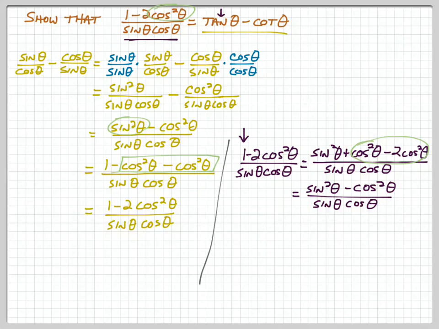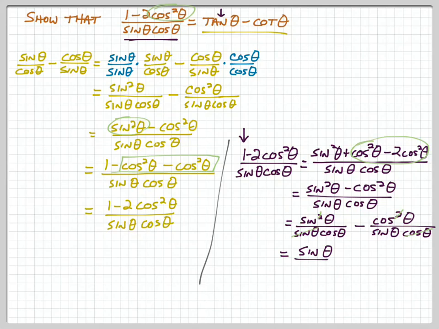Okay, so now we've got two separate terms in the numerator with a common denominator. We're going to split this fraction. We're going to have sine squared theta over sine theta cosine theta, minus cosine squared theta over sine theta cosine theta. All right, we can do some simplifying. We can knock out these sines, we can knock out these cosines, and we simplify to sine theta over cosine theta minus cosine theta over sine theta, and obviously that's going to go to tangent theta minus cotangent theta.